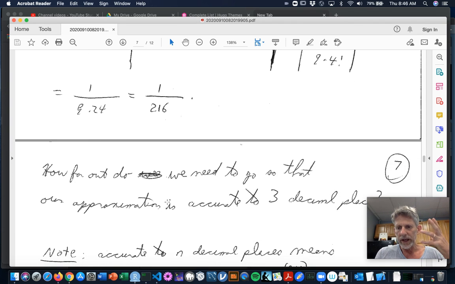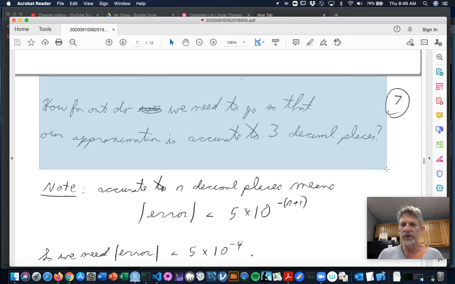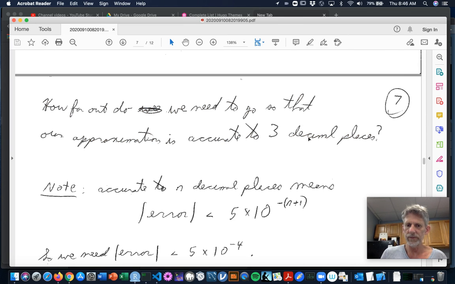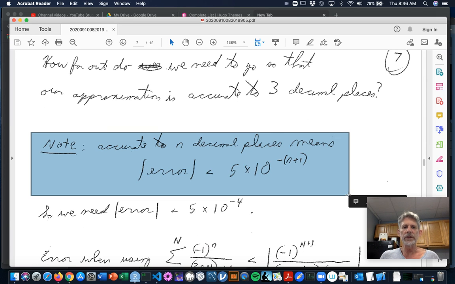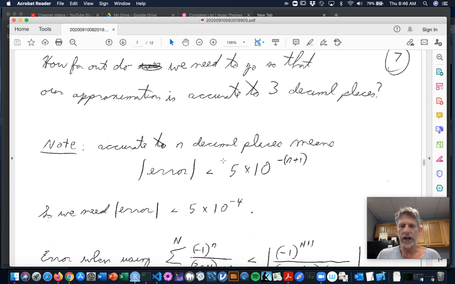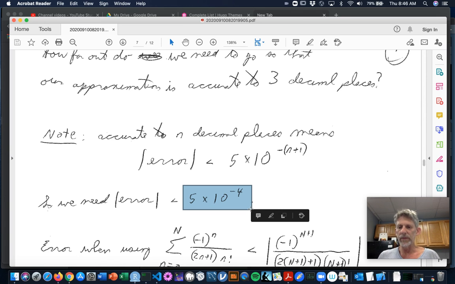But suppose I wanted to really get a great approximation. Like, how far out in this alternating series would I need to go so that our approximation would be accurate to 3 decimal places? How would I do that? Well, let me make a note here. Accurate to n decimal places means that your error has to be less than 5 times 10 to the minus n plus 1. So in this case, we're asking for the error to be less than 5 times 10 to the minus 3 plus 1, 10 to the minus 4.